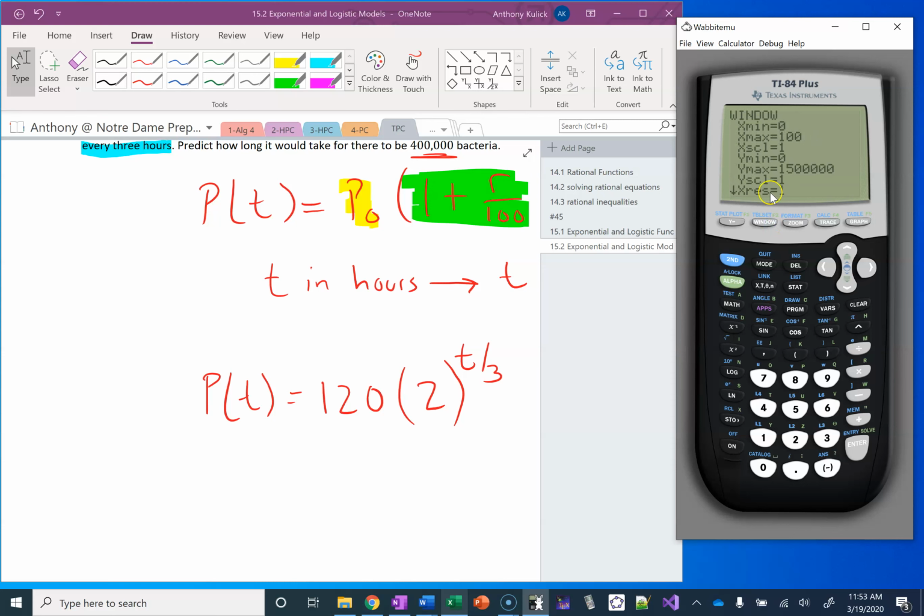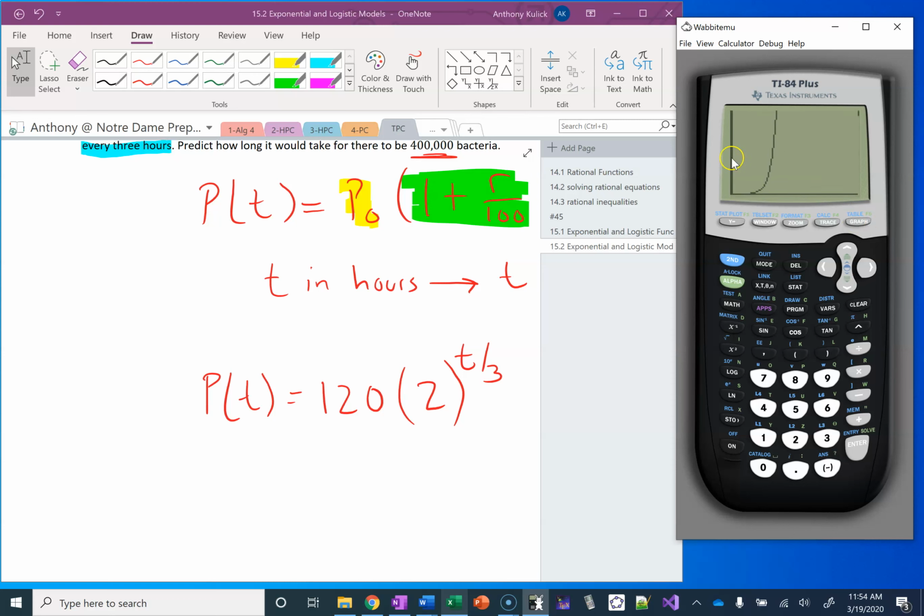And now I need to change my window. So I don't know how long this is going to take, right? It's doubling every 3 hours. I'm just going to pick 100 hours, and if it needs to get bigger, I can always go and make it bigger. The minimum amount of bacteria is the 120. Since that's relatively small, I'll just go ahead and do that. And then I need a maximum number of 400,000, so I'm going to just pick some round number bigger than that. I'm going to pick 500,000 for my y's. And then I'm going to hit graph.